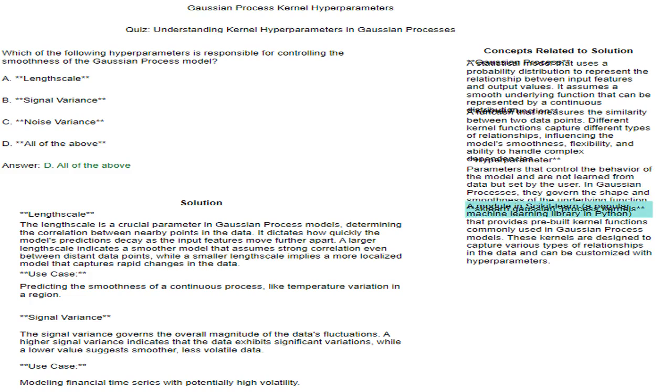sklearn.gaussian_process.kernels. A module in scikit-learn, a popular machine learning library in Python that provides pre-built kernel functions commonly used in Gaussian process models. These kernels are designed to capture various types of relationships in the data and can be customized with hyperparameters. You can import and use different kernels from this module: from sklearn.gaussian_process.kernels import RBF, Matern, ConstantKernel.